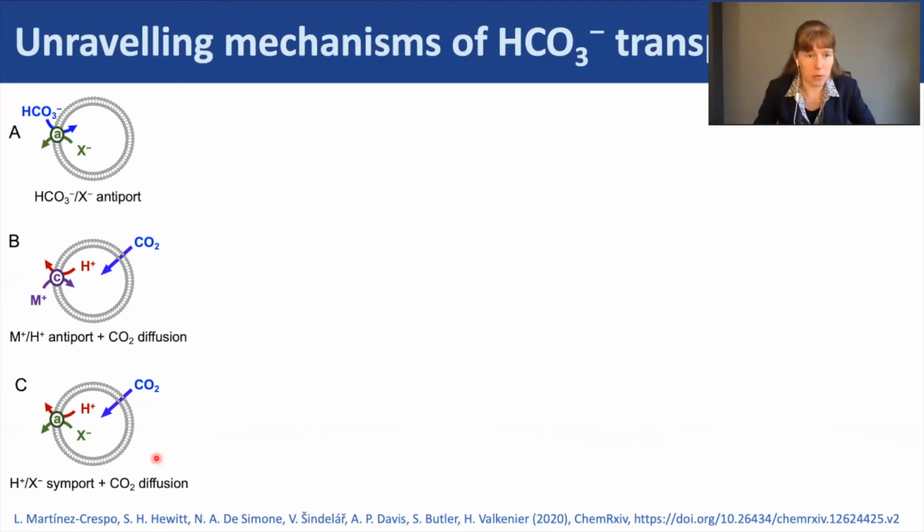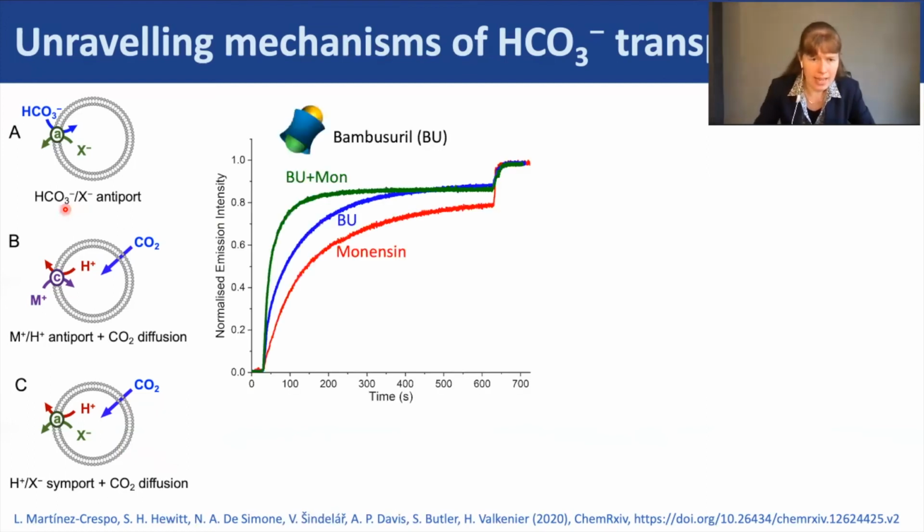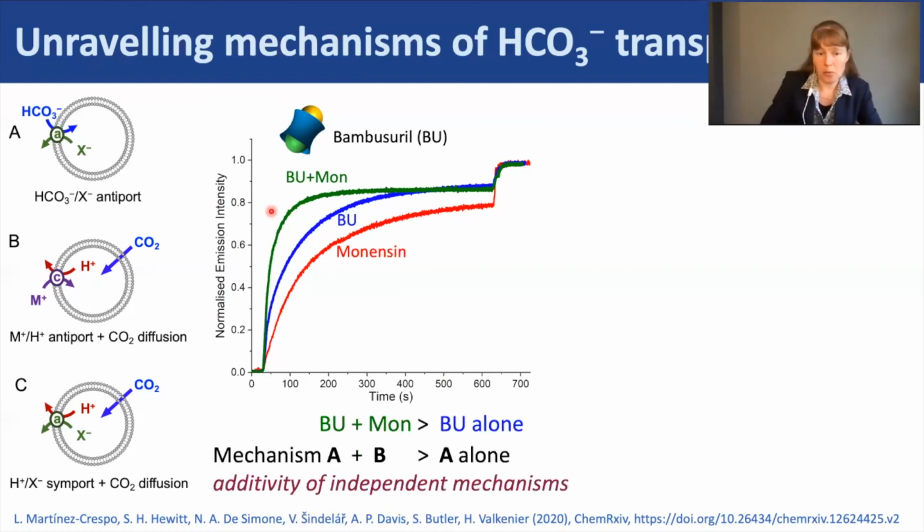Well, for bambus urils, we had already done other studies to show that bambus urils cannot transport protons or hydroxide. Bambus urils cannot dissipate pH gradient and thus have to act via mechanism A. That's what we further tested by combining the bambus uril with monensin. And when combining the two, we see indeed a faster rate of transport, shown here in green. So with the monensin added, transport is faster than by the bambus uril alone. And that's because the bambus uril acts via mechanism A, the monensin via mechanism B. Those mechanisms are independent and we get faster rate of transport.